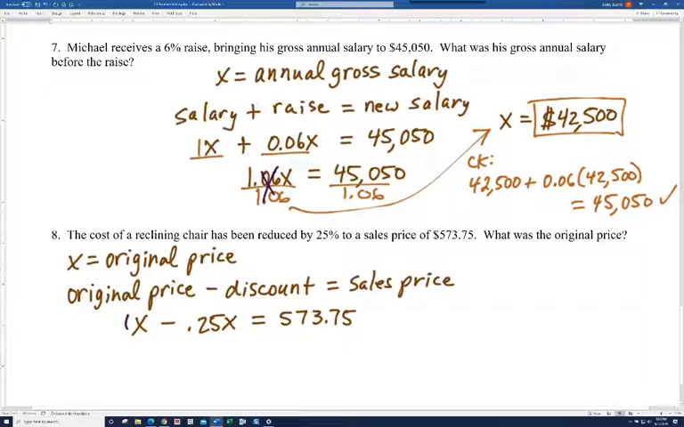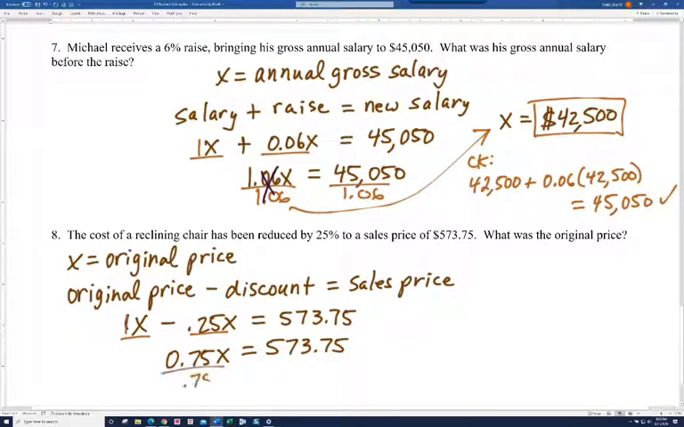So notice again, these are like terms. We have 1x minus 0.25x, and when you subtract there, you get 0.75x. On the other side, we have 573.75. Now at this point, it makes some sense to just stop for a second and think about this. If you're going to get a discount of 25% off, doesn't that mean you're going to pay 75% of the price? And that's what this is saying here. We're paying 75% of the original price. So just another way to think of it.